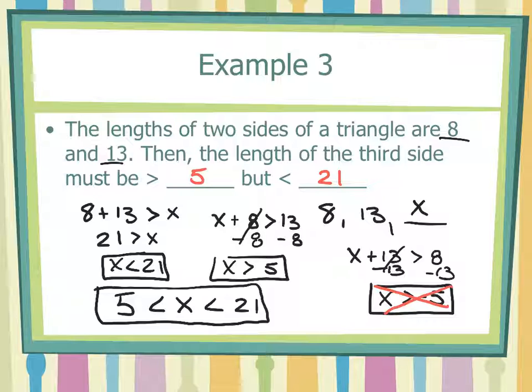Wait. So if this was on the quiz or the test, we would only have to put those two answers. One of the answers will always be a fake answer because it's going to give you negative numbers, and so we would never put that one. You can never have a negative.